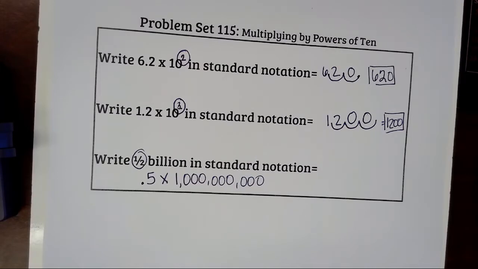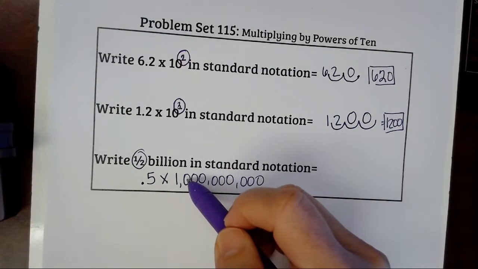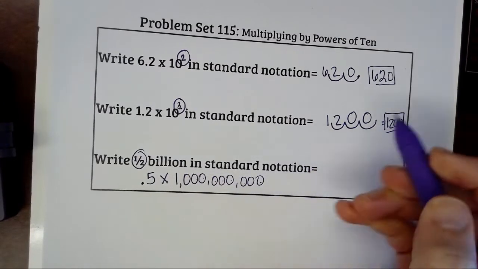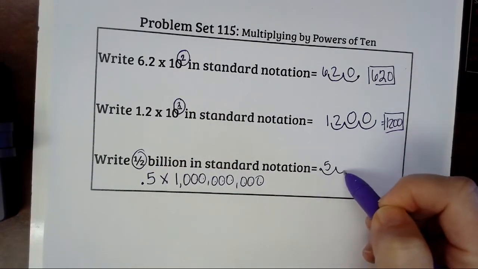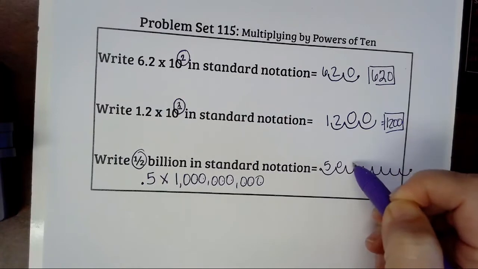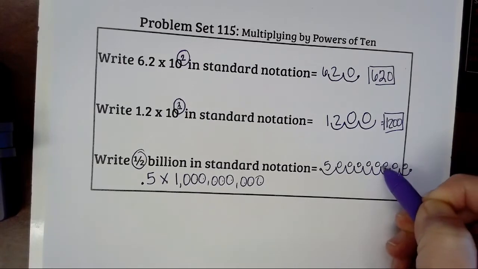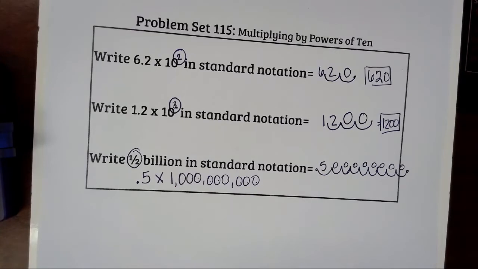And in this case, if we're going to write 500 million in standard notation, we would move our decimal over. We're going to count up the zeros. 1, 2, 3, 4, 5, 6, 7, 8, 9. So we've got our 0.5. We're going to move it over 9 places. 1, 2, 3, 4, 5, 6, 7, 8, 9. And fill in with zeros. 1, 2, 3, comma, 1, 2, 3, comma. So 500 million is half of a billion. You see that?